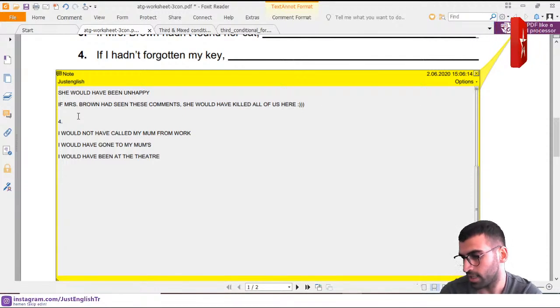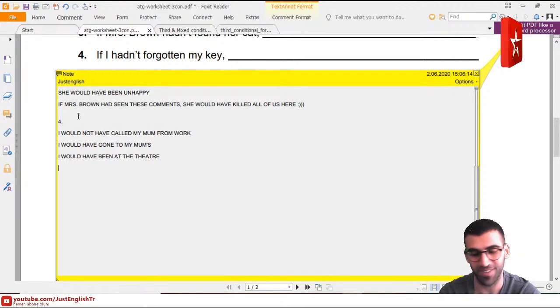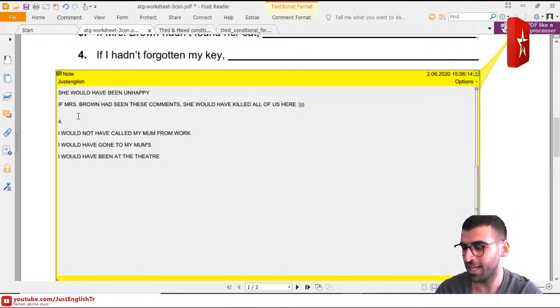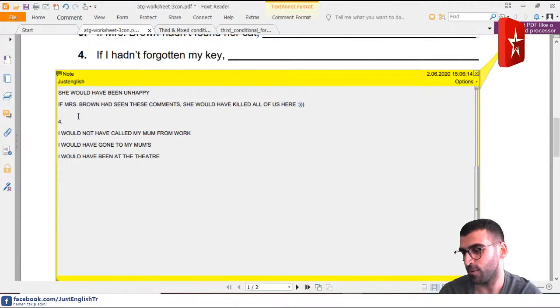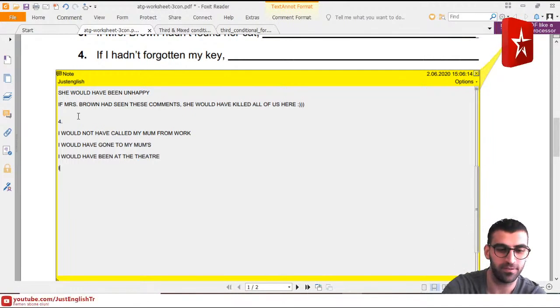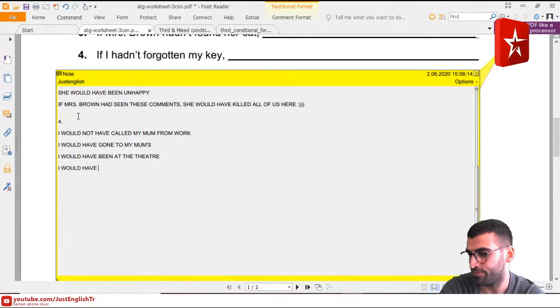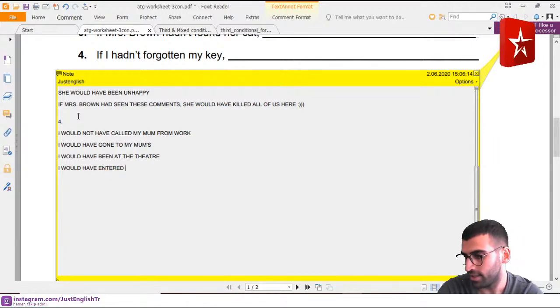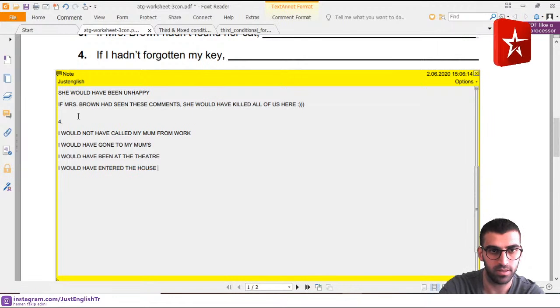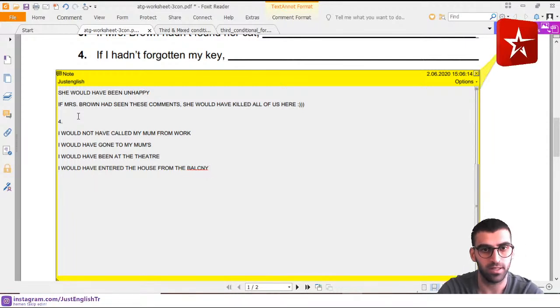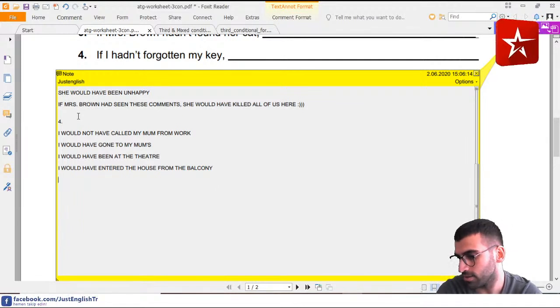Münevver says, I would have entered the house from the balcony. How? Münevver, if you lived on the 14th floor, how would you climb up to the balcony? I would have entered the house from the balcony. Okay, balcony. And what else?